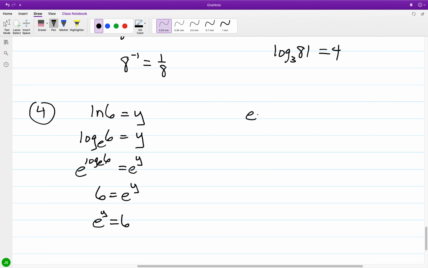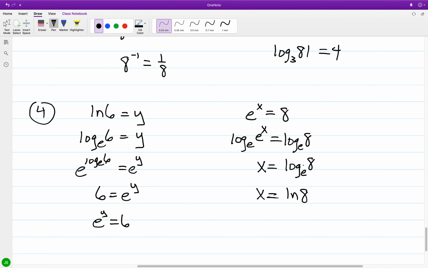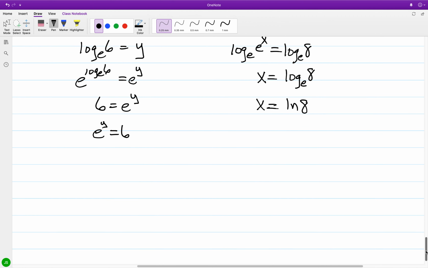And for rewriting as a logarithmic equation, here we have e to the x is equal to 8. To take care of the exponential base e, we have base e logarithm of e to the x is equal to the base e logarithm of 8. And the left hand side again goes to x. And we have that equal to the base e logarithm of 8. And again, the base e logarithm is a natural logarithm. So you have that x is equal to the natural logarithm of 8.